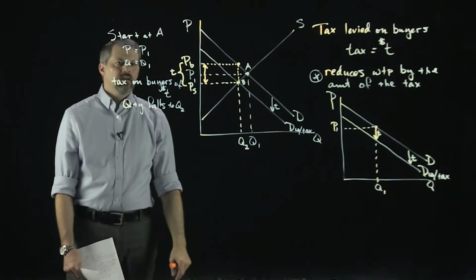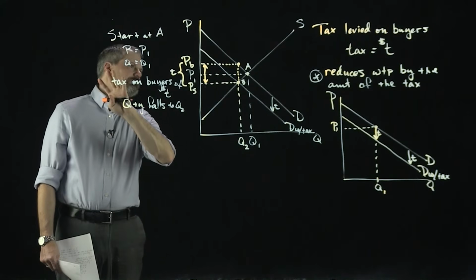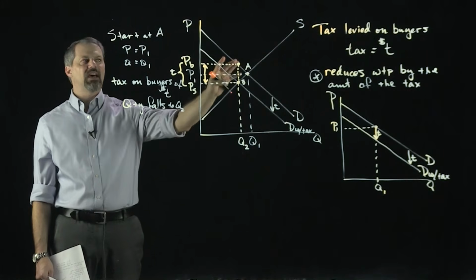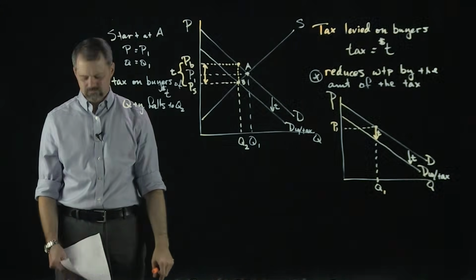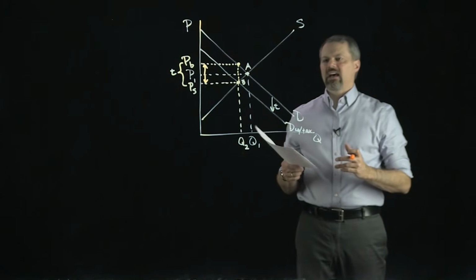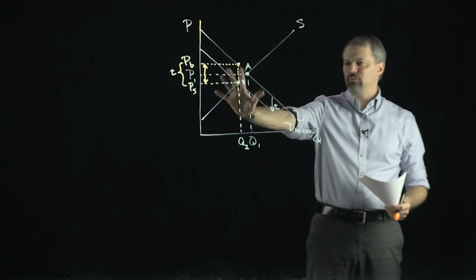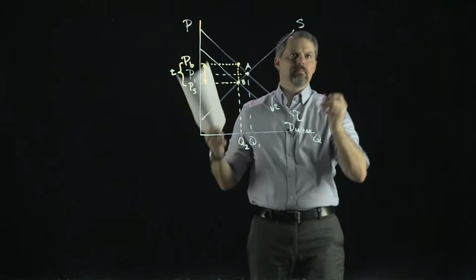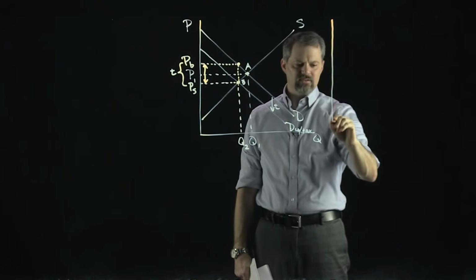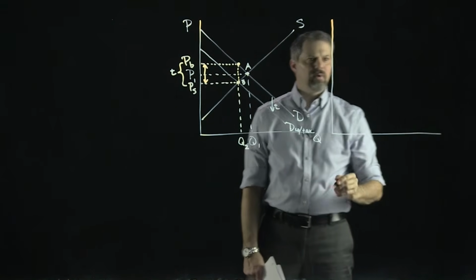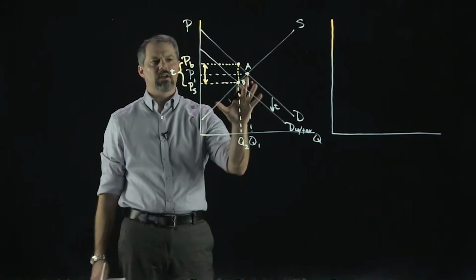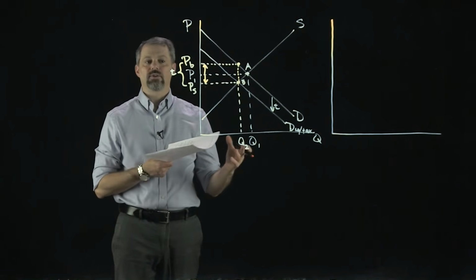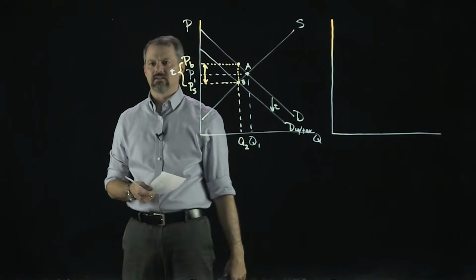Okay? What I need to do now is clear off some of this, and then we'll do a tax on sellers, and we'll see how that looks. All right, let's think about now what a tax levied on sellers looks like. So this was our picture of a tax levied on buyers. I'm going to put my tax levied on sellers right next to it. And I'm going to put my story right over here. So what we want to do at the end is compare these pictures and see what the similarities are between a tax on buyers and a tax on sellers.